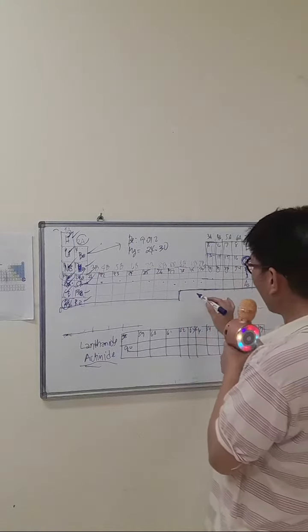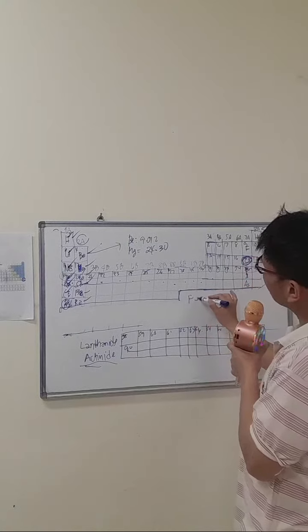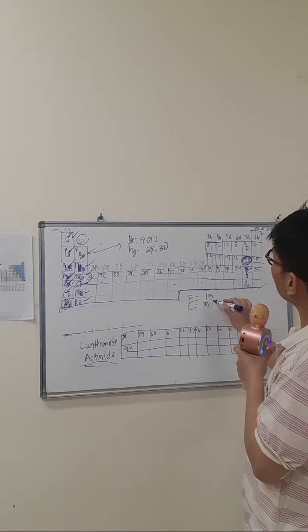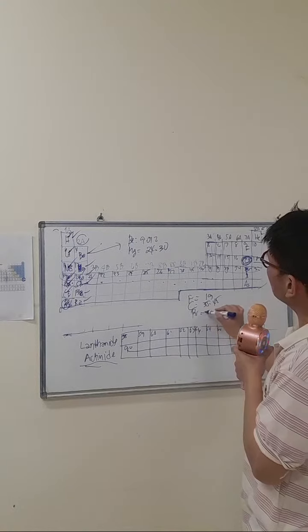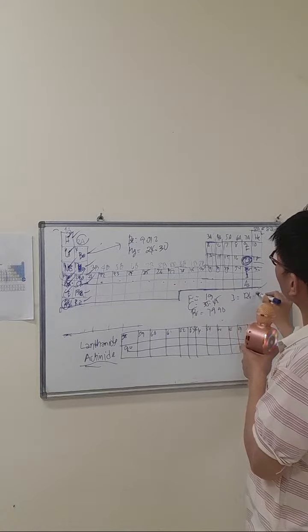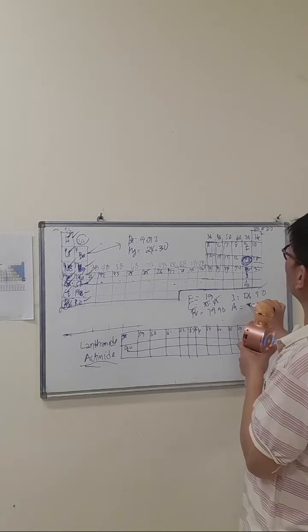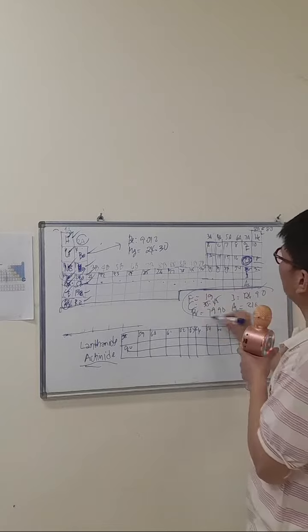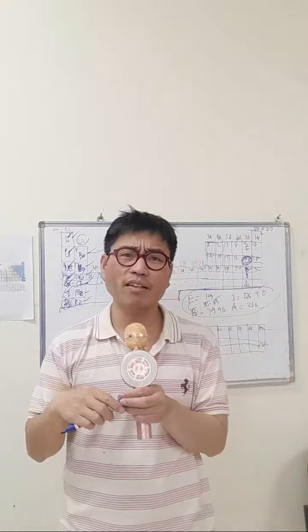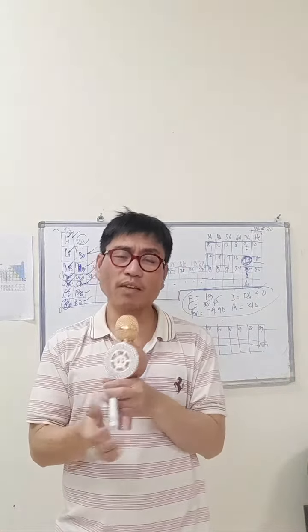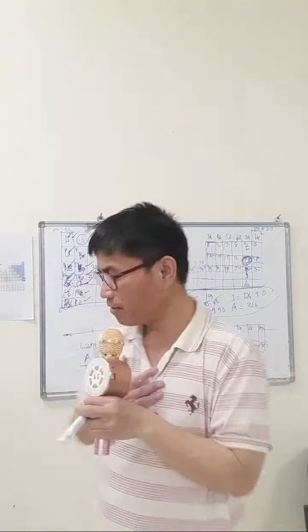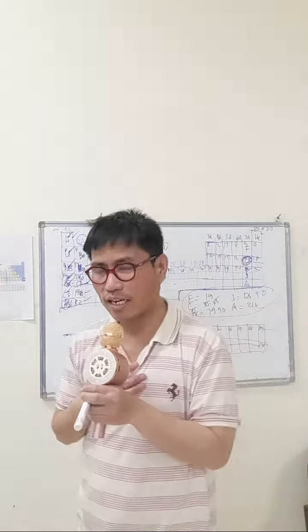So, the atomic weight of fluorine, my dear ones, is 19. Chlorine is 35.45. Bromine is 79.90. Iodine is 126.90, and astatine is 210. You can memorize them completely, or you can just look at the periodic table. But if you really love this kind of topic or want to learn a lot, then better memorize.